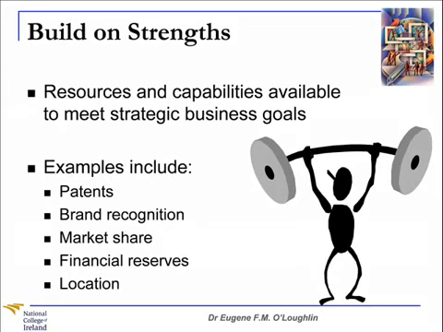So first, let's take a look at strengths. We want to build on our strengths, and our strengths are the resources and capabilities available to meet our organizational strategic business goals. In other words, what is your organization good at? You could have examples such as patents, brand recognition, market share, financial reserves, and of course the location of your organization. So these could be all strengths, and you look to build upon these.